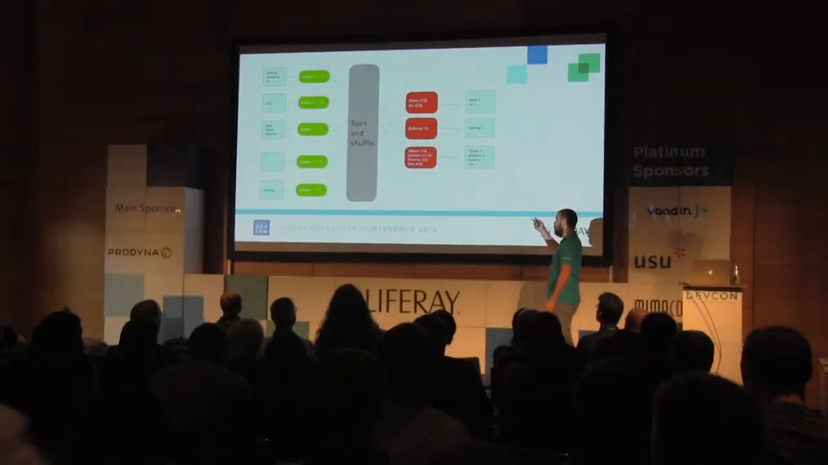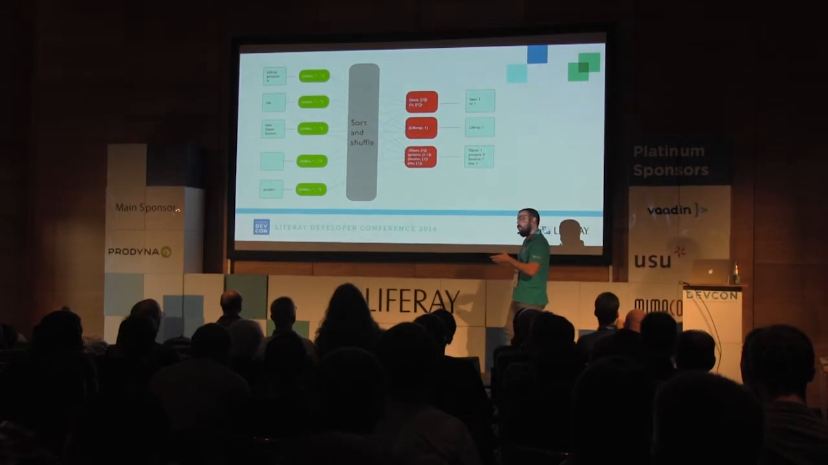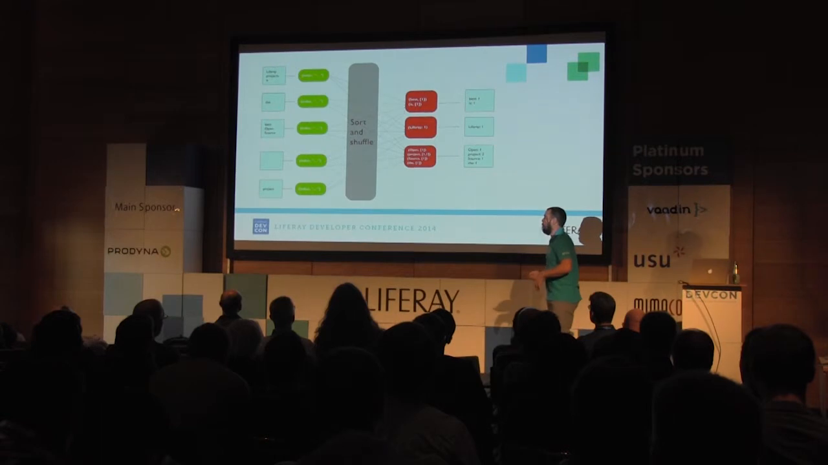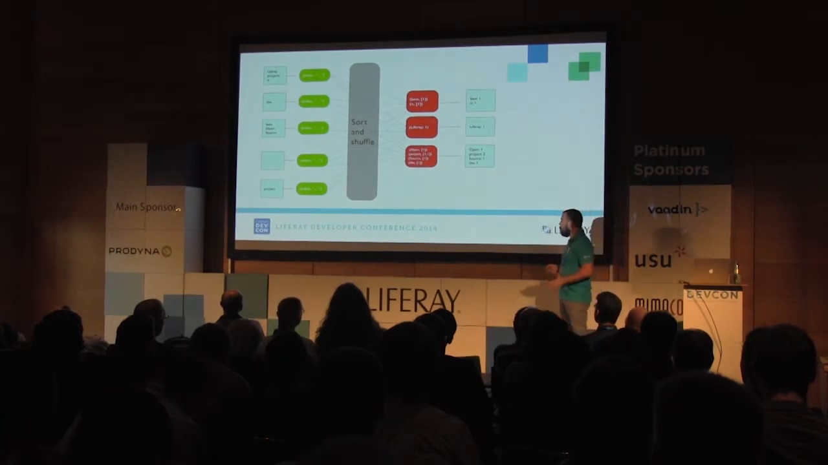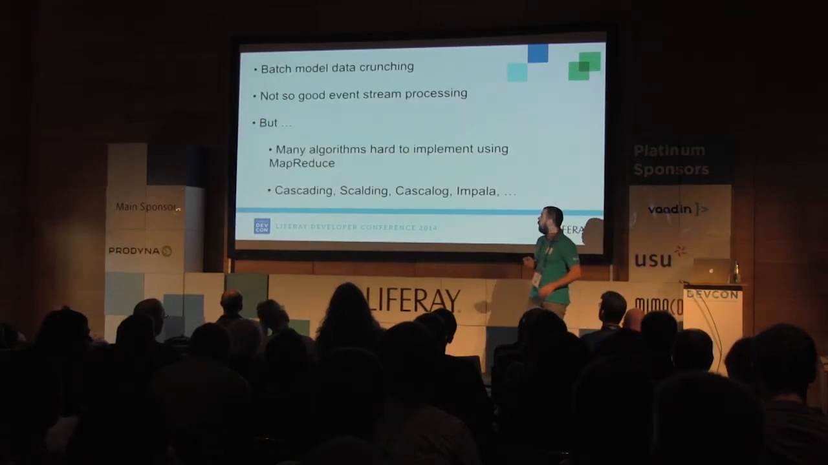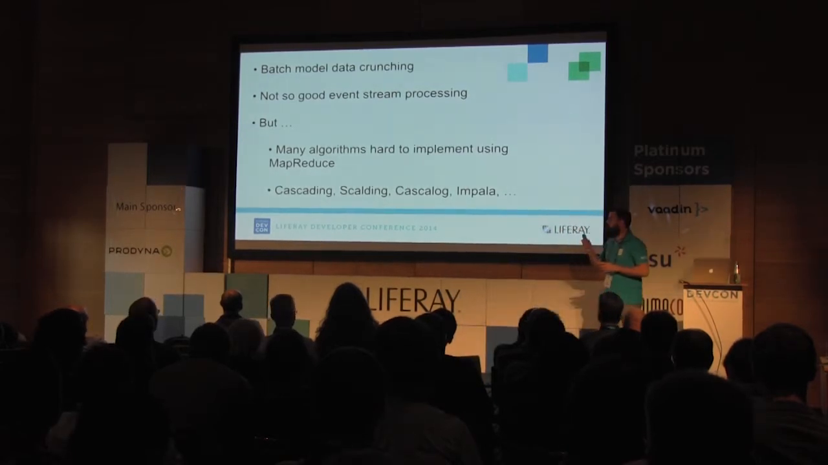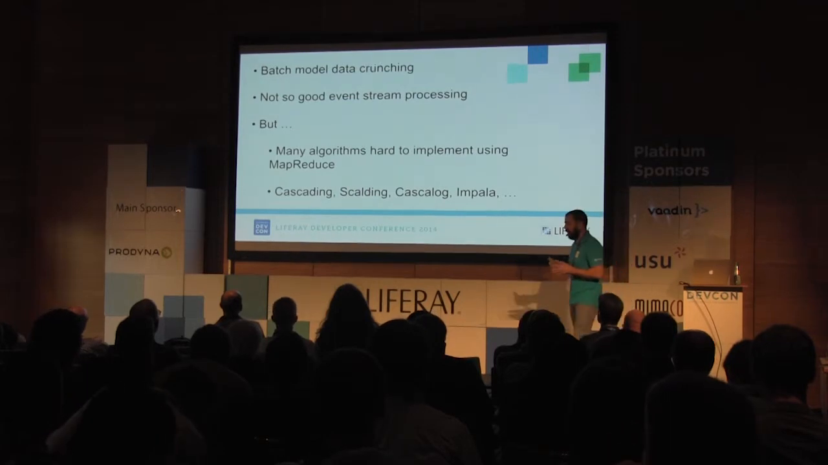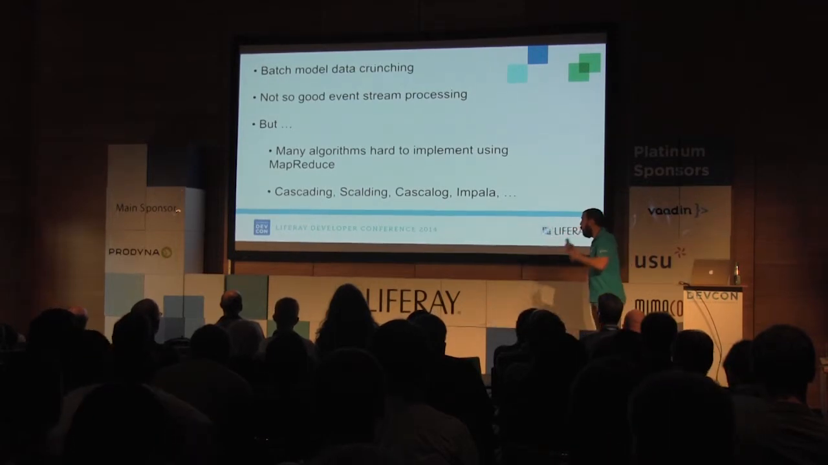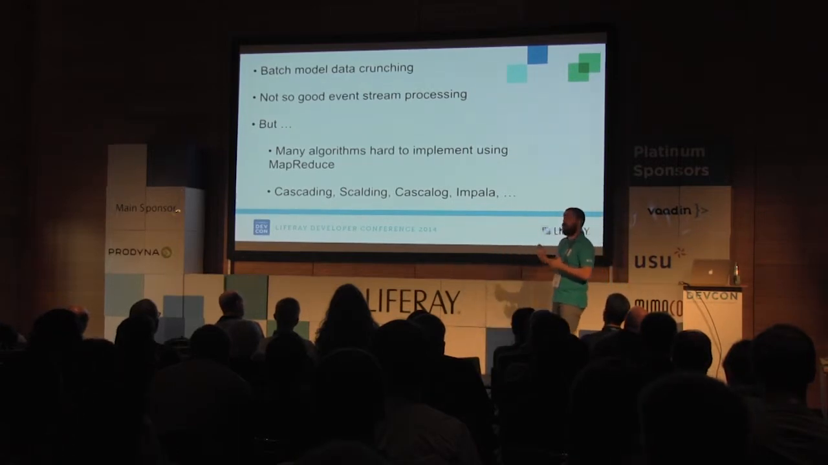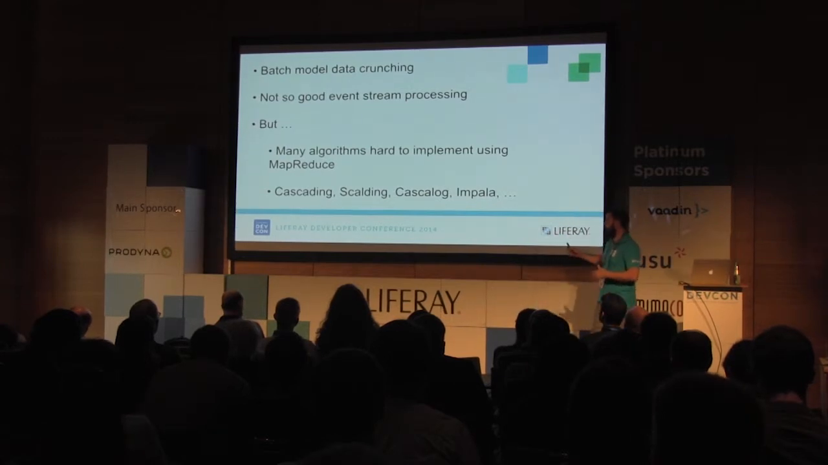The point is that using this API is very powerful to model some problems, but it's really hard to solve a completely different set of problems. So it's very hard to solve another kind of problems. So at the very beginning, it was thought for batch processing, and because the API was so hard to use, many different projects were born, like Cascading, Scalding, Cascalog, just to solve the problem of the API usage.